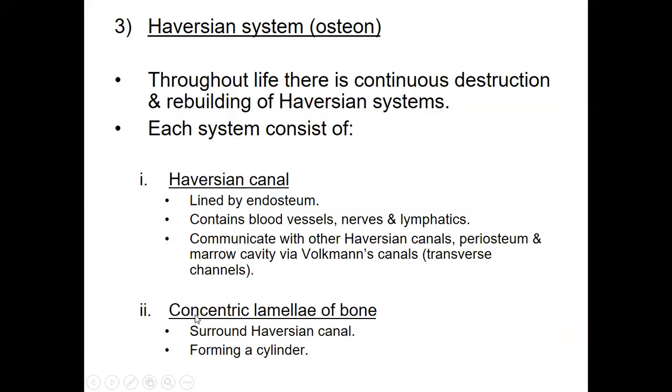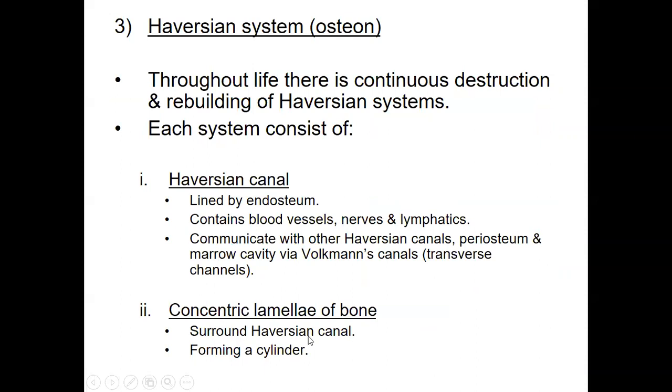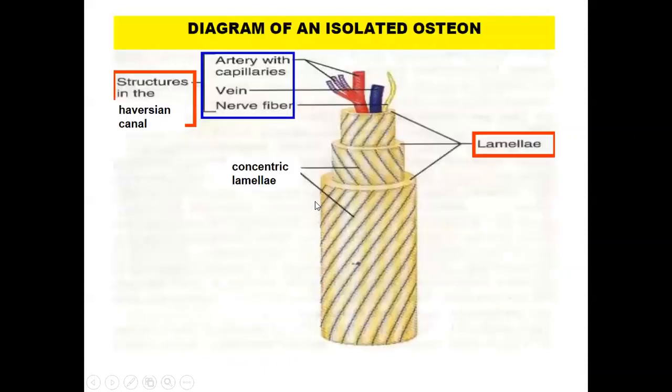For the concentric lamella of the bone, this is part of the Haversian system. The first part consists of the canal itself, and the second part is the concentric lamella. You can see here the concentric lamella that surround the Haversian canal: the first layer, second layer, third layer. The concentric lamella surround the Haversian canal and form a cylinder.